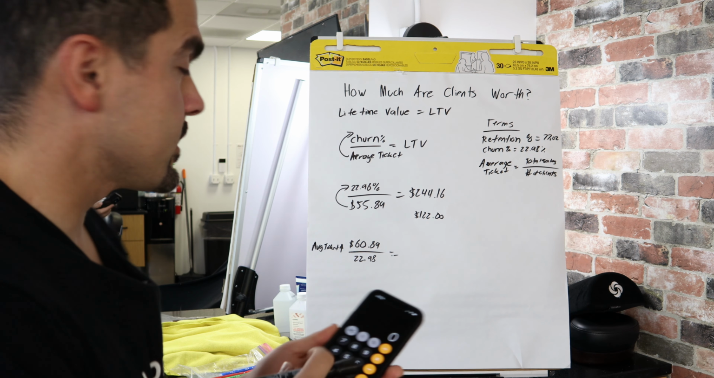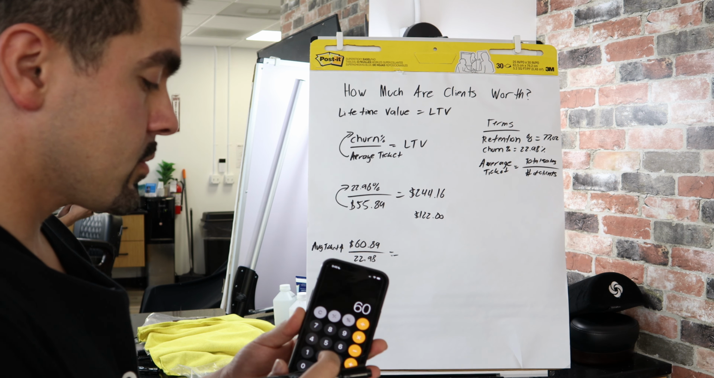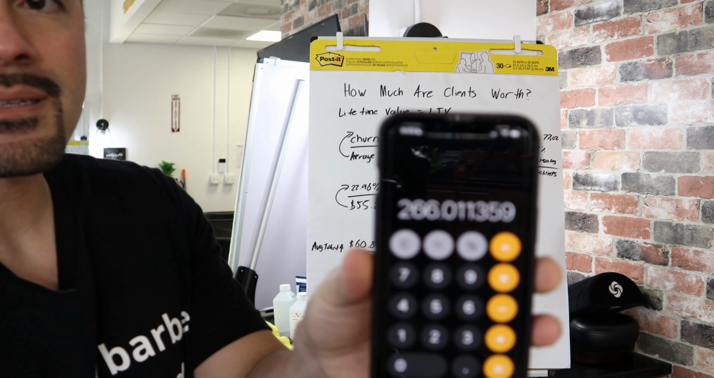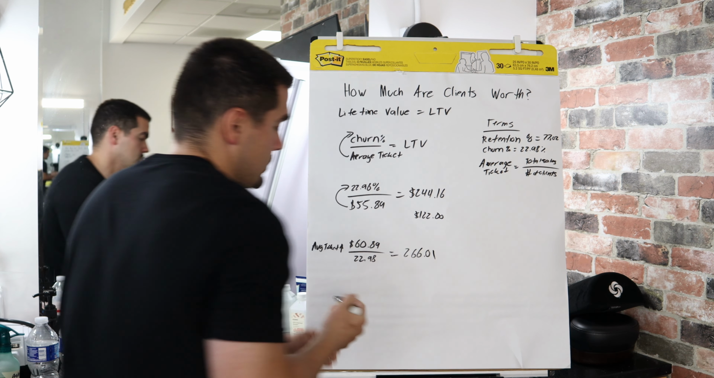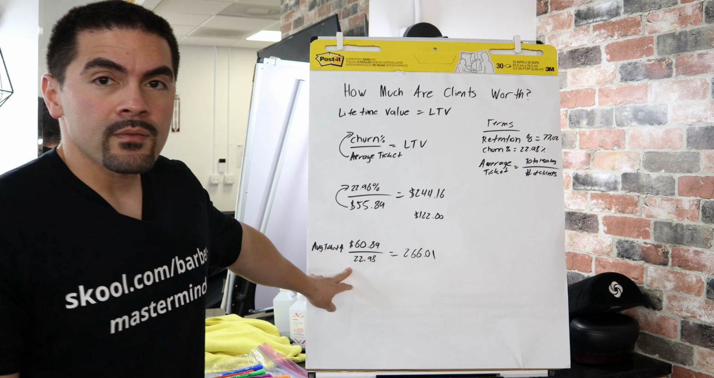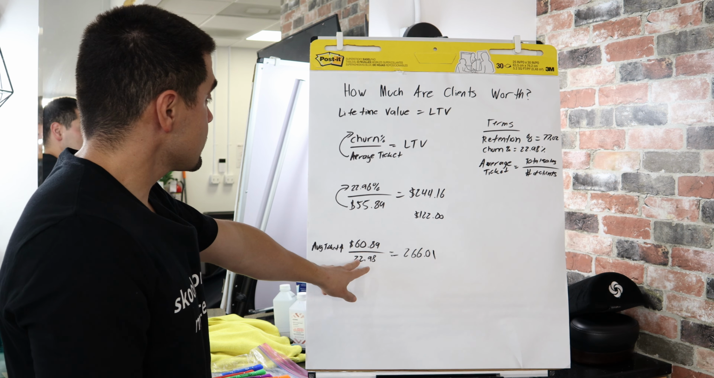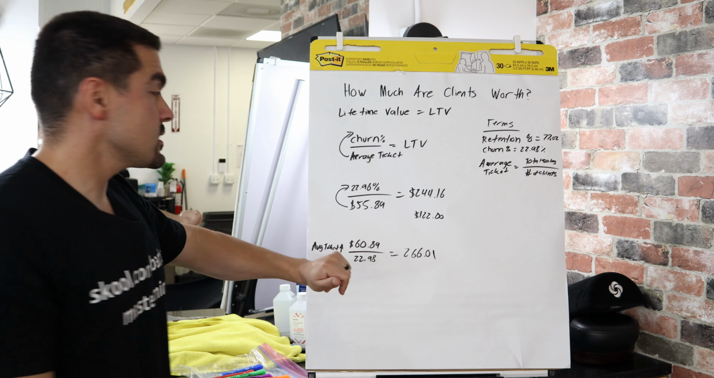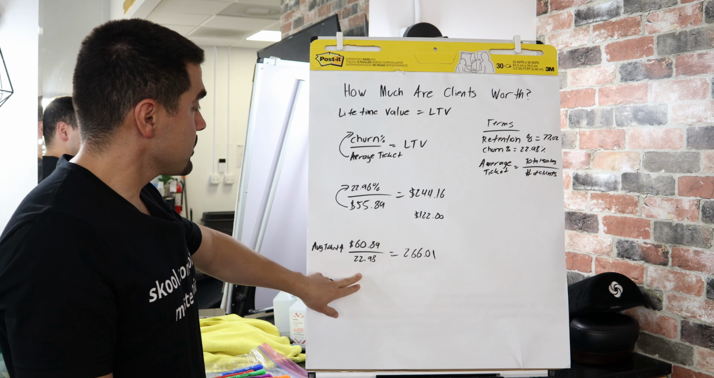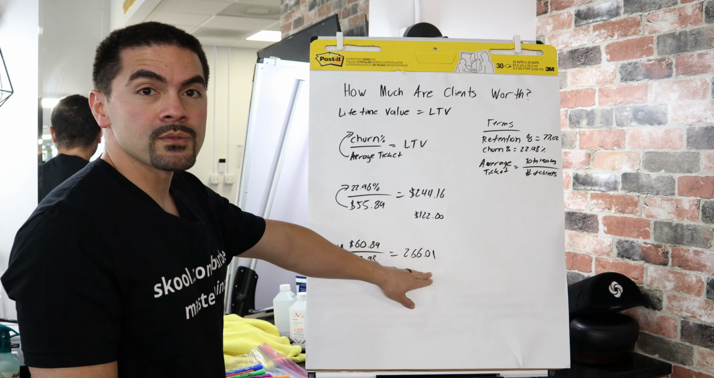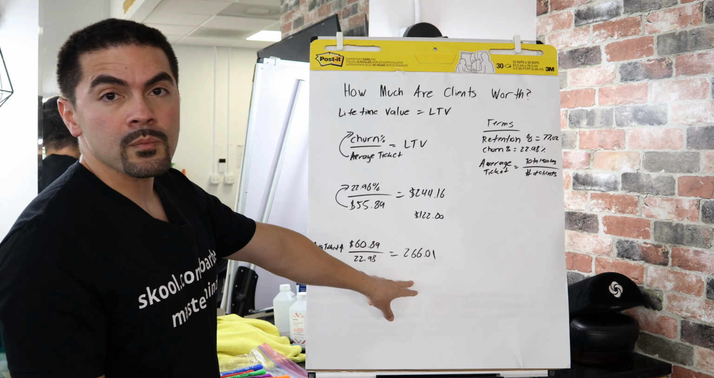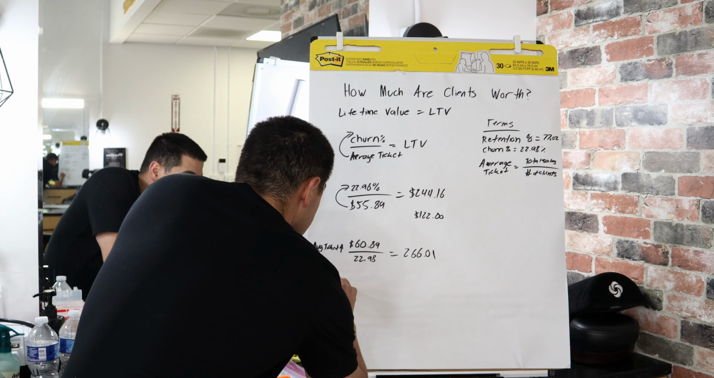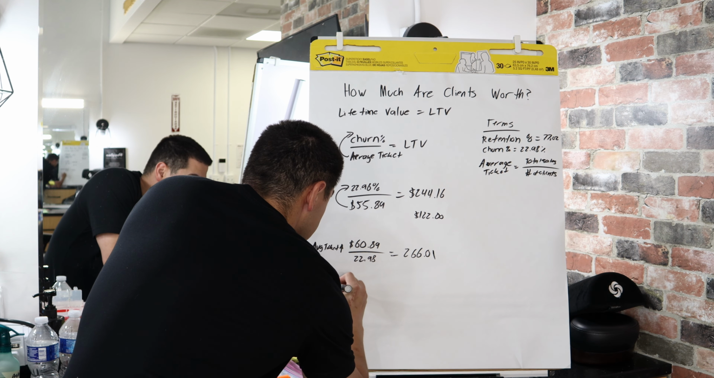So we didn't change anything about our churn. We're still losing 23 clients, but our average ticket went up because we raised our prices. So our new lifetime value is going to be $266.01, we'll say. So if we increase our average ticket by $5, we went from 55.89 to 60.89-ish, and our churn stayed the same, then our lifetime value goes up, which means now we can spend maybe a little bit more to acquire a client.